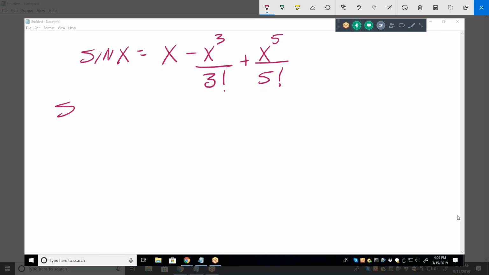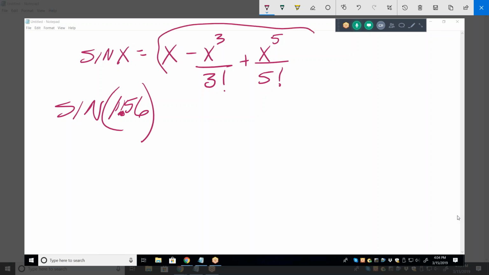If I wanted to know what the sine of pi over 2. Well, pi over 2 is 3.14 divided by 2, so that's 1.56 estimate. So if I want to know what the sine of 1.56 radians is, I can use this. I'll plug in 1.56 in for x. And guess what it'll come out to be? 1. Very close to 1. We know the sine of pi over 2 is 1.